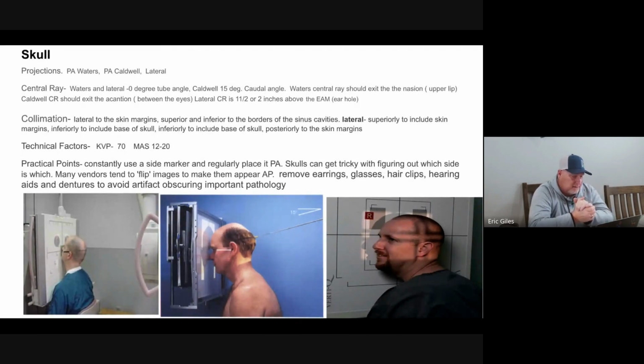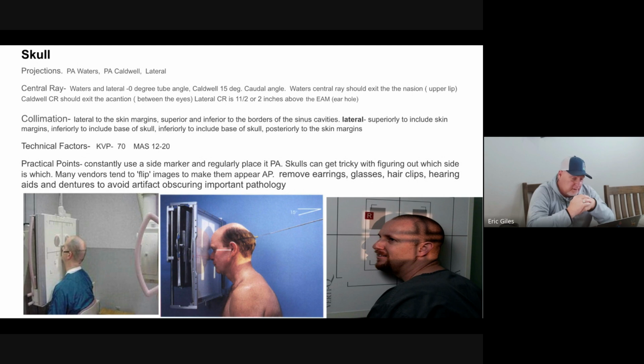Technical factors, 70 kVp, mAs 12 to 20. Okay. So practical points. It's very important that we use markers on our skull work. Where we're shooting our images PA, it's very difficult to tell which side is which if you do not use a marker. So make sure that you're using a marker, whether it be right or left, on the right or left of the patient. That way, there's no confusion on what side is what when you're shooting skulls.